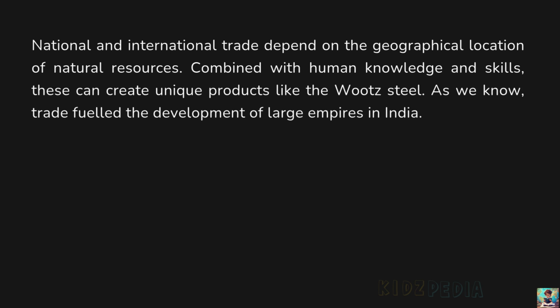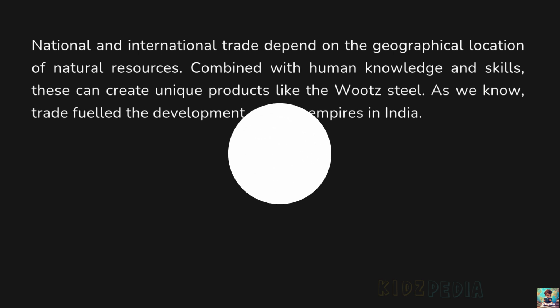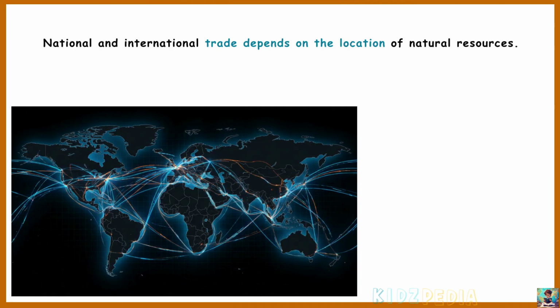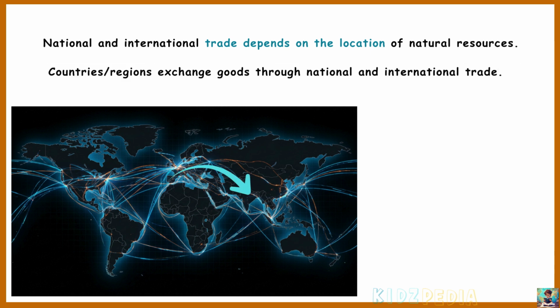National and international trade depend on the geographical location of natural resources. Combined with human knowledge and skills, these can create unique products like the wootz steel. As we know, trade fueled the development of large empires in India. So trade, both national and international, depends a lot on where natural resources are found. Different places have different resources, so they exchange goods with each other. For example, a country rich in minerals may export them, while another country may export agricultural products.